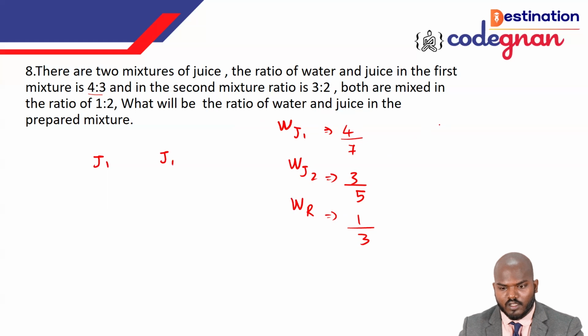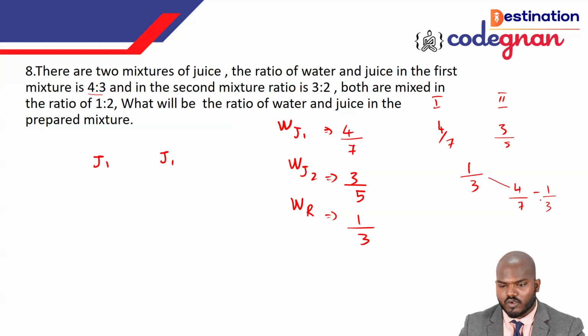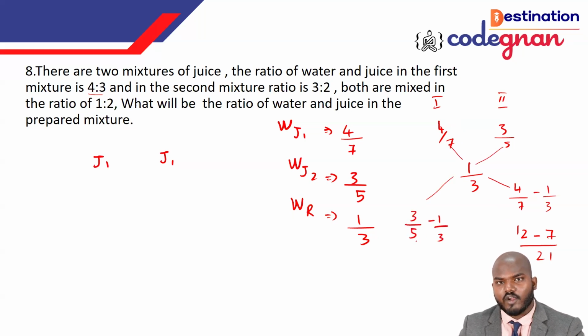Now you keep this here, the alligation rule, juice 1 and juice 2. If you apply that, this one is 4/7, this one is 3/5, and in the middle you have 1/3. Applying this, 4/7 minus 1/3, guys, it will give you what? The LCM is 21, so you need 12 minus 7 by 21. On this side we have 3/5 minus 1/3, and we take the value of what?